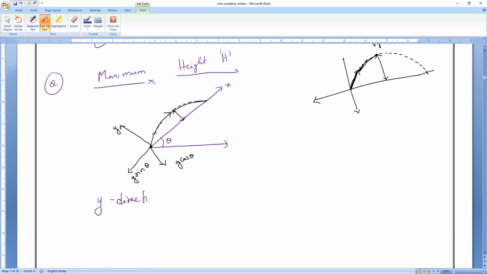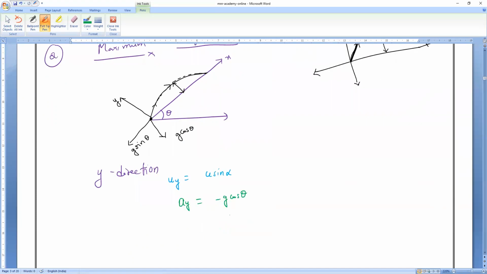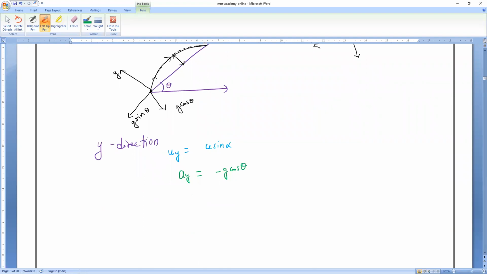In the theorem, if you understand this, that's all. So y direction, tell me. What is the initial velocity in y direction? u sin theta. Acceleration in y direction, what is that? Minus g cos theta. Now, halfway means what is the final velocity? Halfway means final velocity zero.